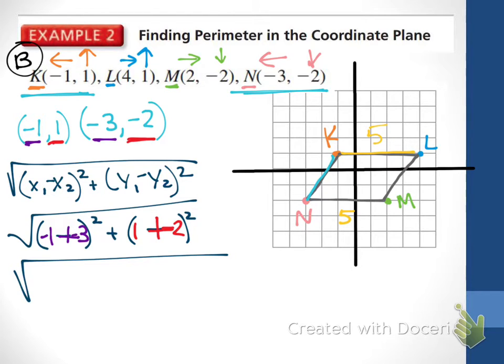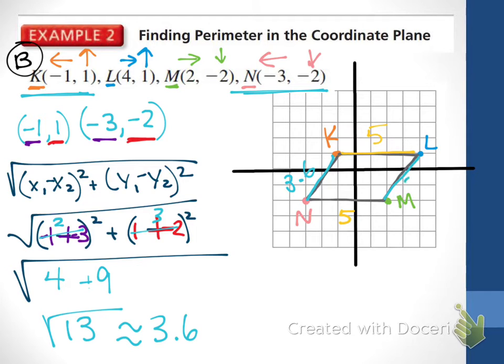What is -1 plus 3? It's 2. 2 squared is 4. 1 plus 2 is 3, squared is 9. And then 4 plus 9. What is the square root of 13? 3.6. So KN is 3.6.